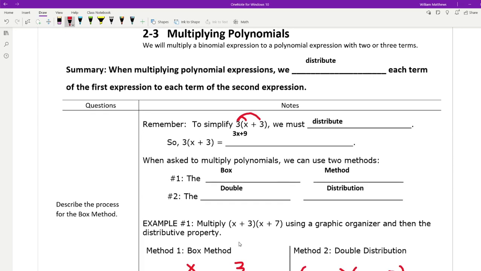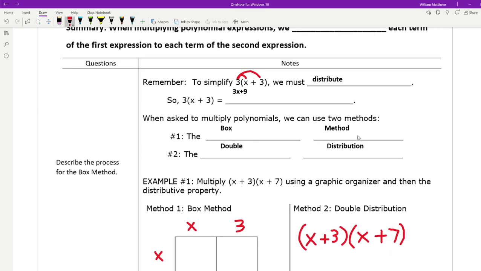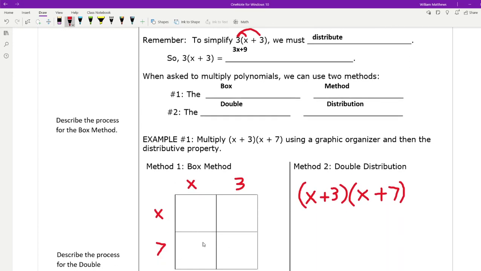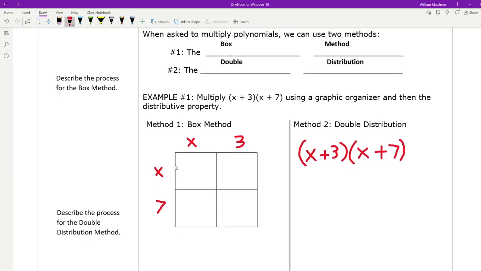Now there's a couple ways to look at this. One way is the box method. This is the easiest visual one. There is some prep work where you have to create the box. But when you do this, you can use rows and columns for your values. Our first two columns are x and 3, labeled for each term that we have. And then our rows are x and 7 for our second binomial.